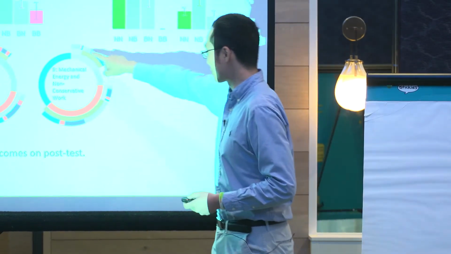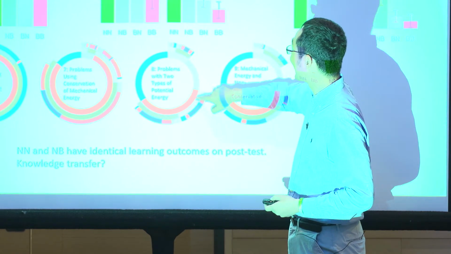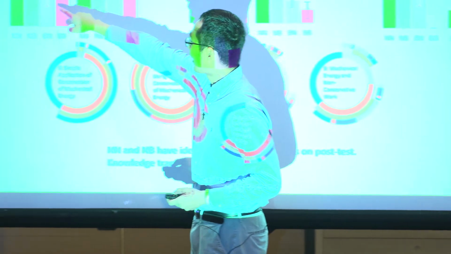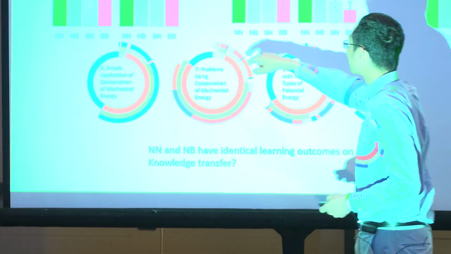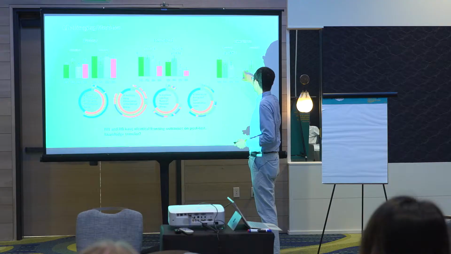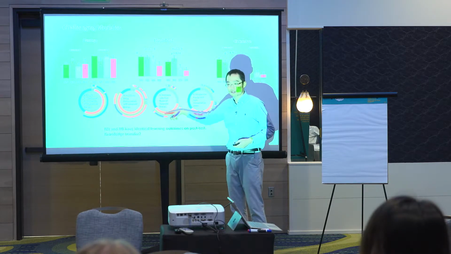And on those two modules, you see pretty much the same thing, which is those brief learning groups. The normal and brief learning groups are having better or equal performance and are equally serious. The non-brief and extensive students are having similar performance as those students.